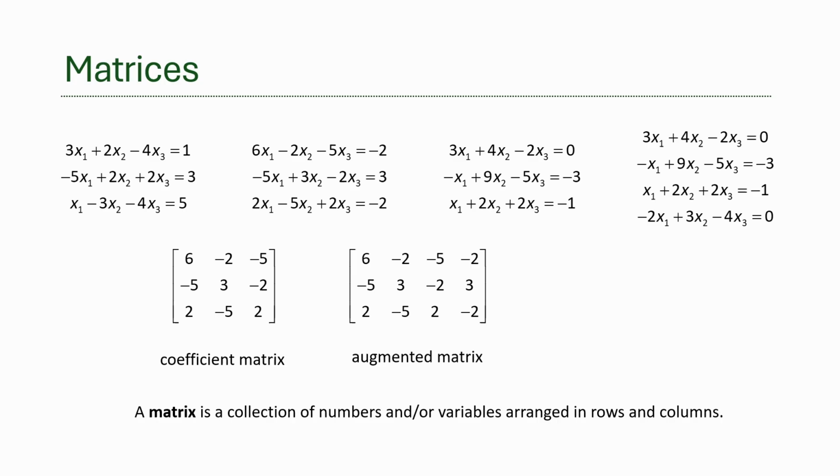Okay, so just the formal definition here, a matrix is a collection of numbers and/or variables arranged in rows and columns. So do you see why I wanted to talk about the indices as rows and columns on the previous slide? I was kind of looking ahead to these matrices, and when we're looking at this grid, it's very natural to think of it in terms of rows and columns.